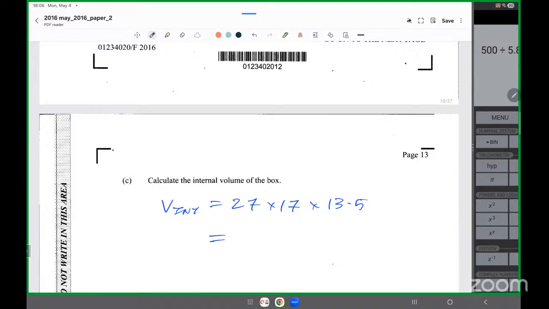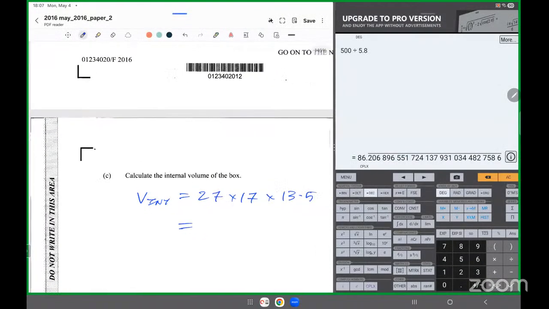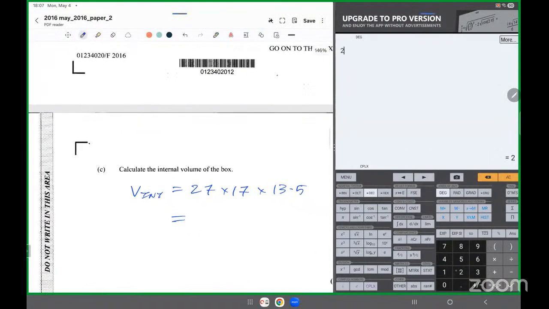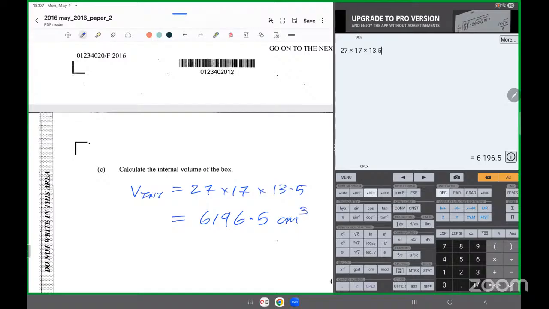What are we getting? 27 times 17 times 13.5. That's 6196.5 centimeters cubed. That's the internal space in the box, the volume of the space in the box.